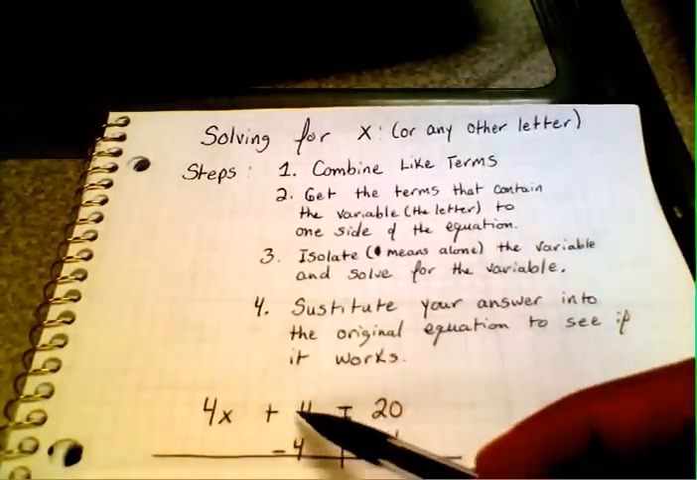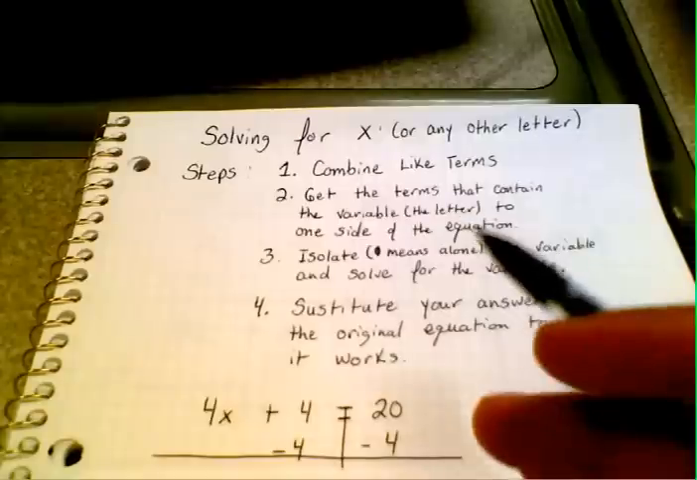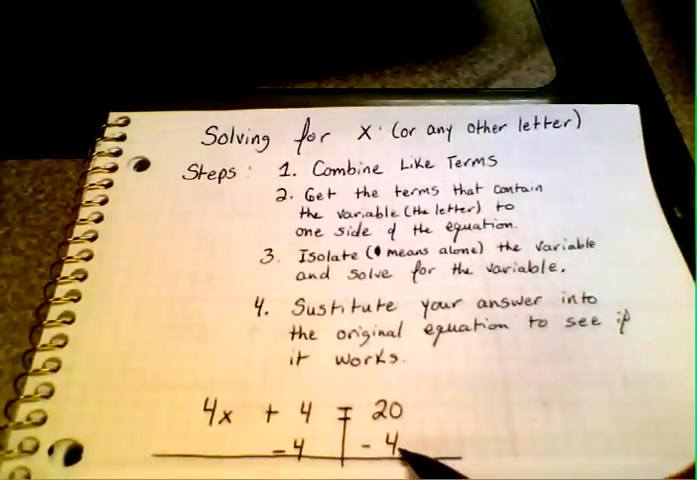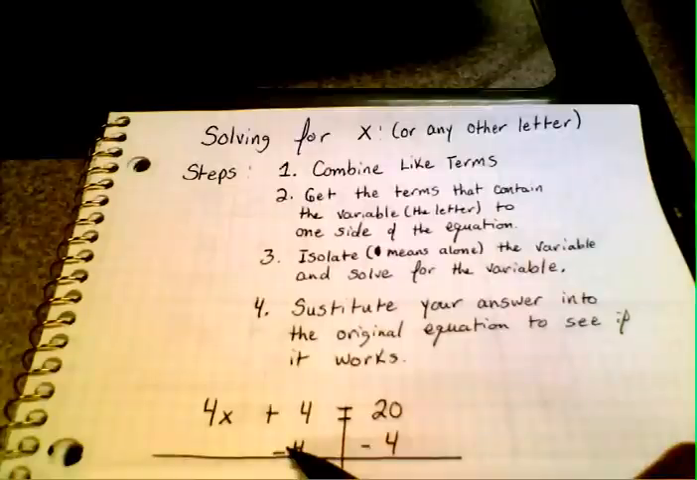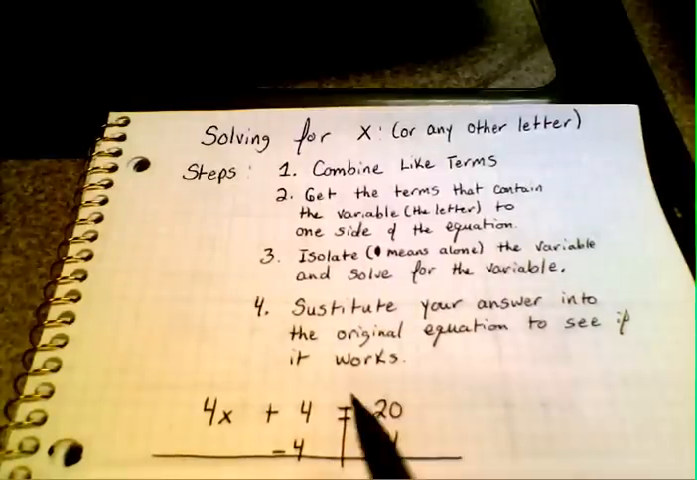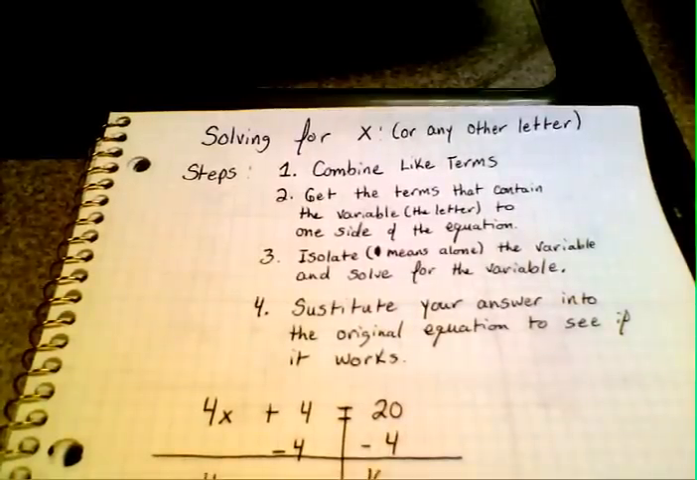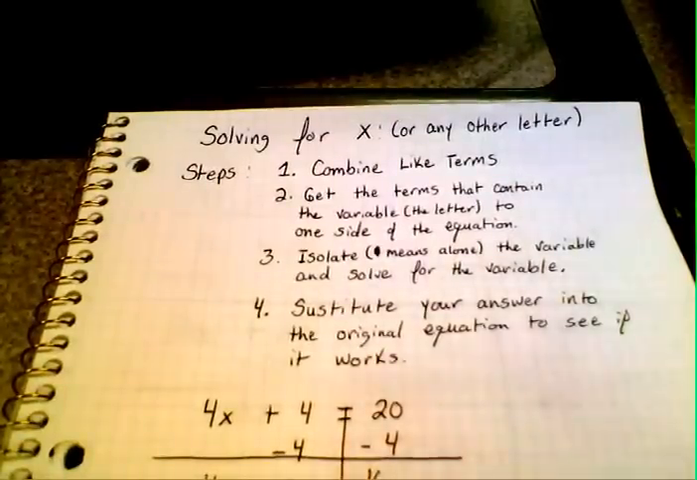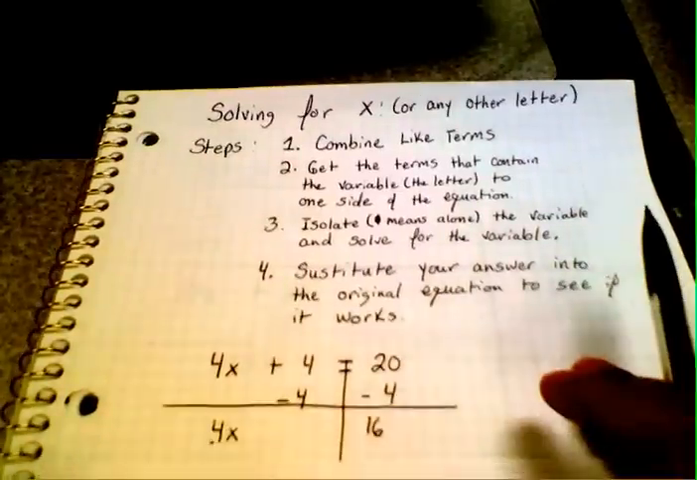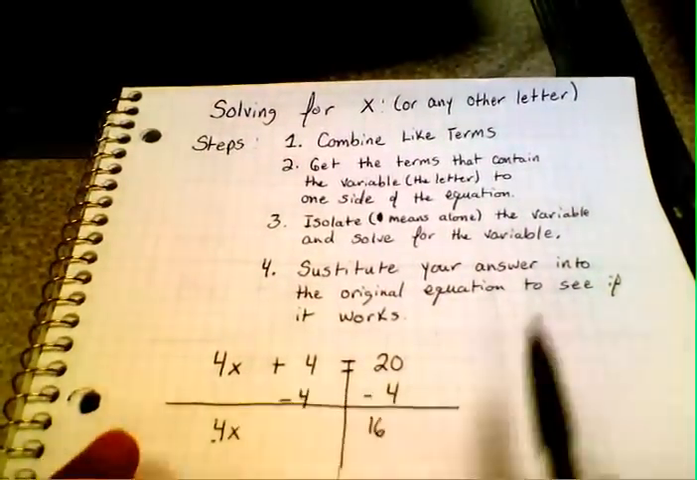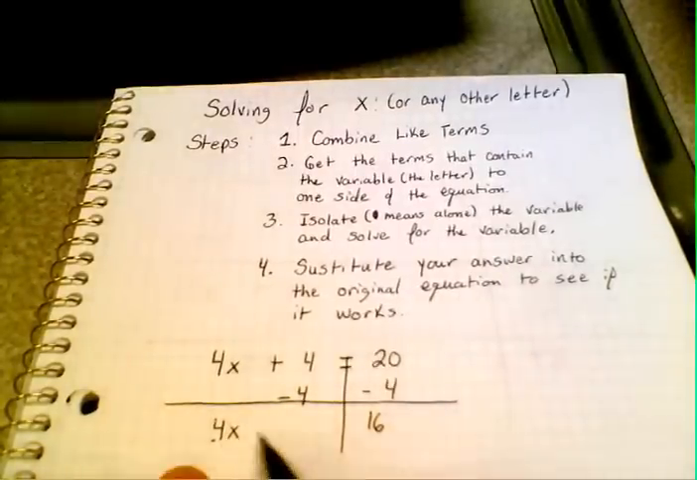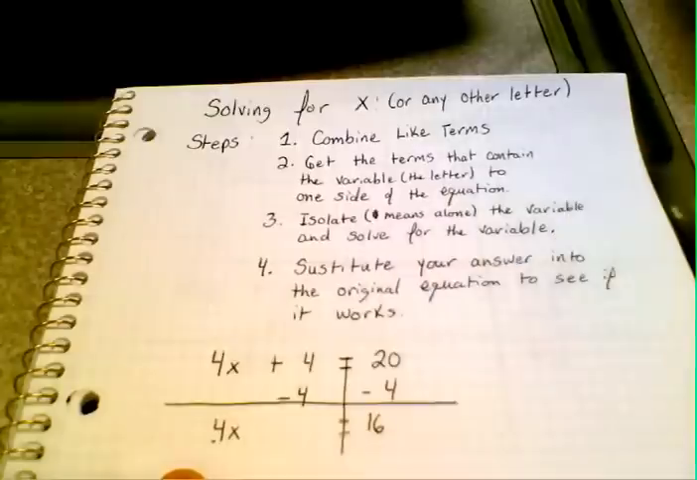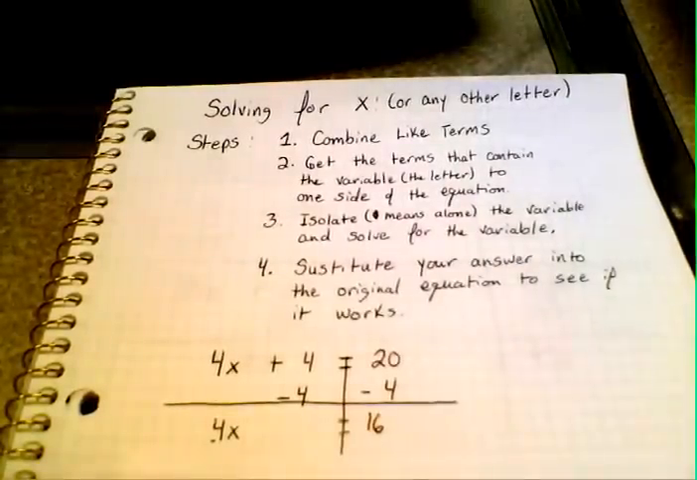Again, positive 4 minus 4 would be 0. But I have to remember, whatever I do to one side, I have got to do to the other side. So since I've subtracted 4 on the left, I need to subtract 4 on the right. And again, notice how my line here is written to separate the left side from the right side of the equation. Now I have here 4x equals 16.